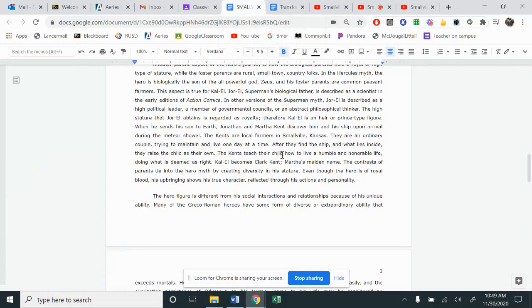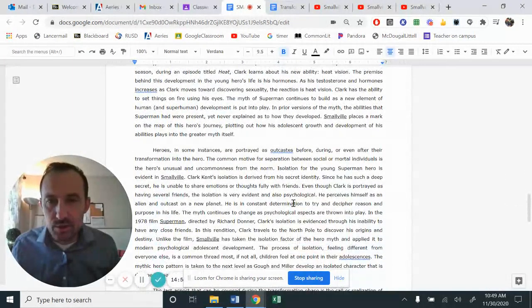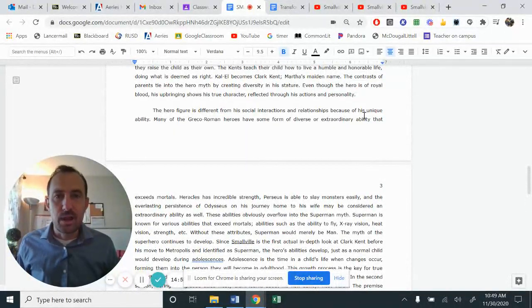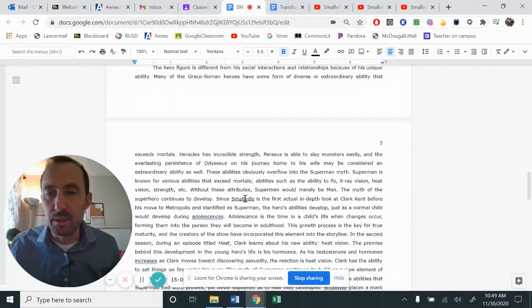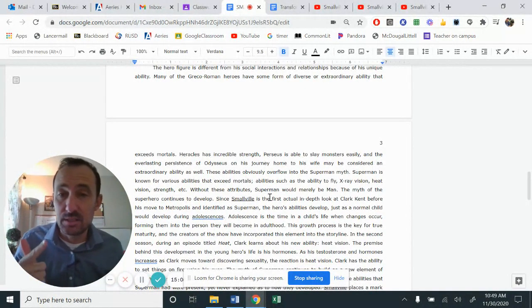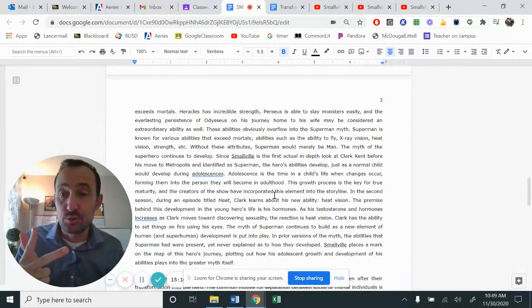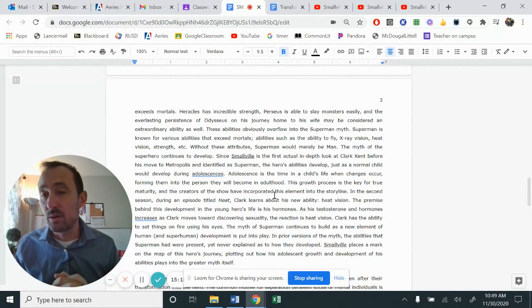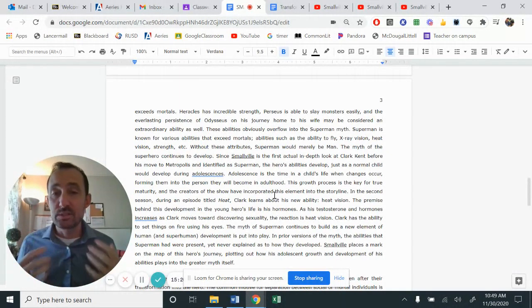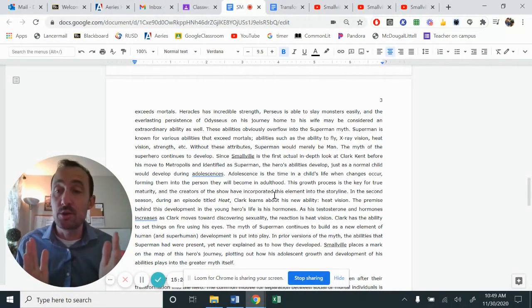Other things in the transformation, let's see, heroes. Let's go back up here. The hero figure, social interactions, they have a unique ability. So Hercules has incredible strength. Odysseus has persistence to get home after the Trojan War. The Flash is super fast. Wonder Woman is one of the Amazon women who is incredibly strong and smart. And so there's always some sort of supernatural aid, and it goes beyond normality.